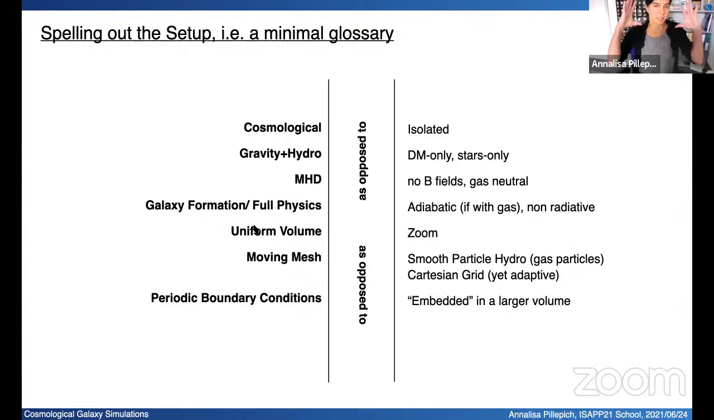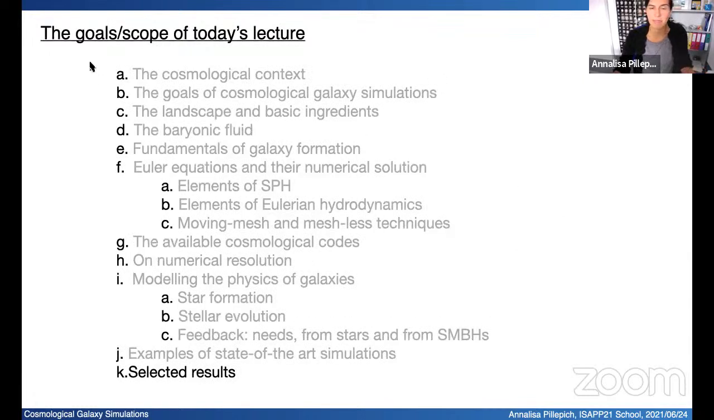Uniform volume means these cubic boxes, and so not zoom. And moving mesh is the mix of smooth particle hydrodynamics and Cartesian grid numerical techniques. And so this is a way, maybe, to conclude. I will leave in the slides, if you agree, some selected results that you may be interested in browsing, that are predictions from this type of simulations.